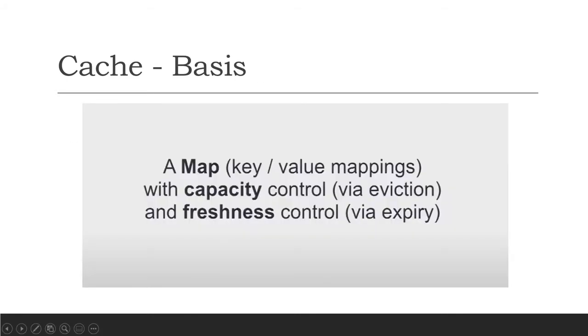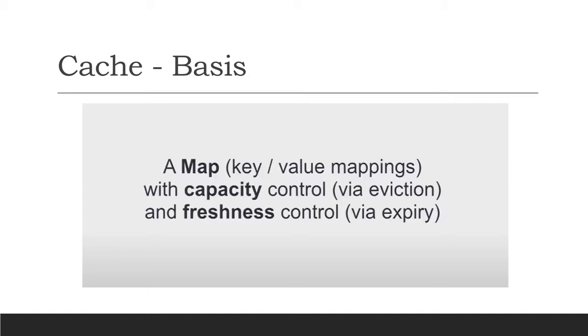Cache basics. These are the most important features in a cache mechanism: map, capacity control, freshness control. Map, all of you know the map. That's key-value pair mapping. The cache contains key-value pair mapping. The key is a unique key, with a corresponding value. Like how a HashMap works, the same concept is used in the cache map.